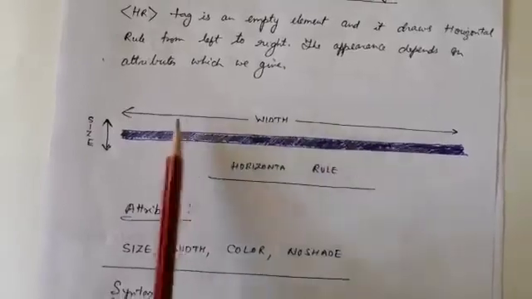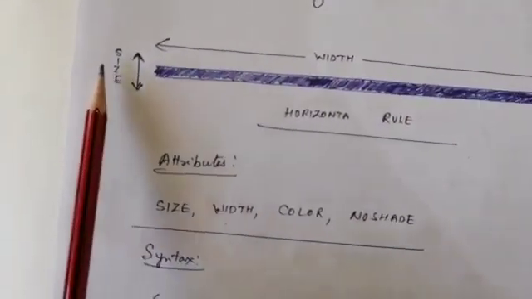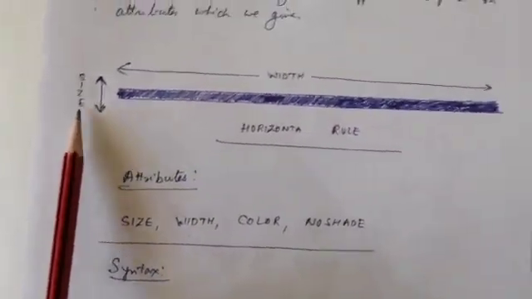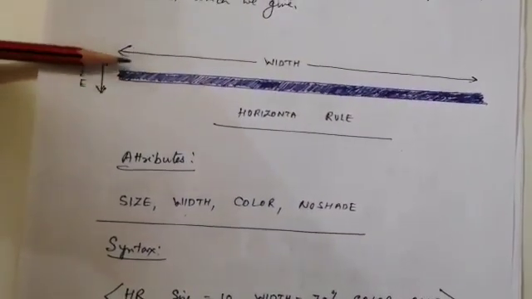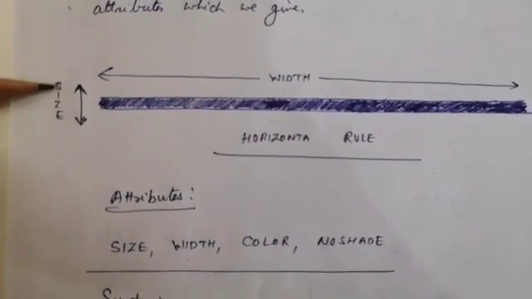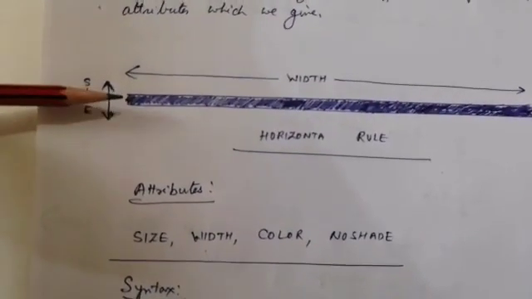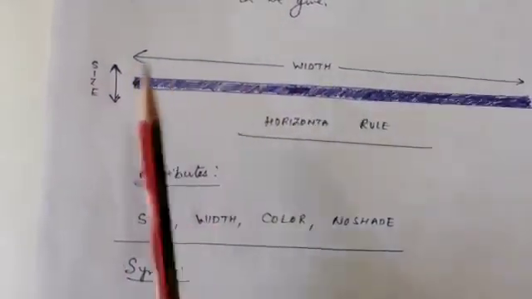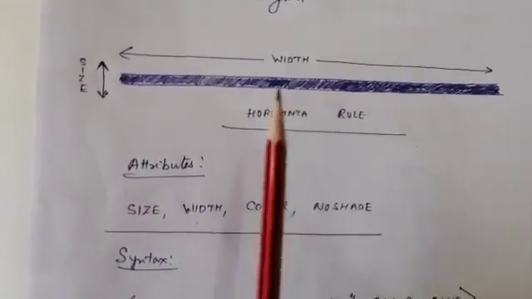where this, from left to right, is width, and this thickness is size. Just remember this. This thickness of the horizontal rule, top to bottom, is represented by size. Size does not mean length. No, size here means breadth, thickness. And width actually means its length. So remember this, because students get confused over here. This is the horizontal rule, an example figure of a horizontal rule.